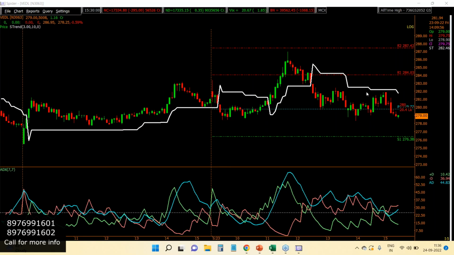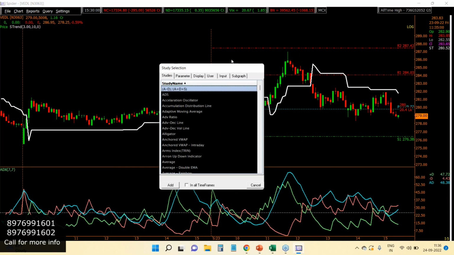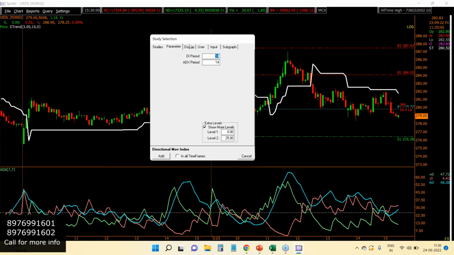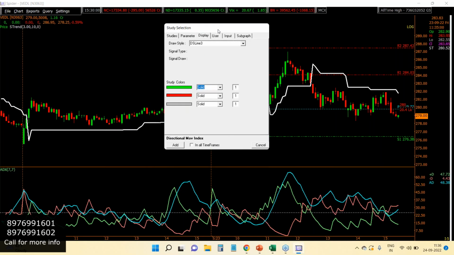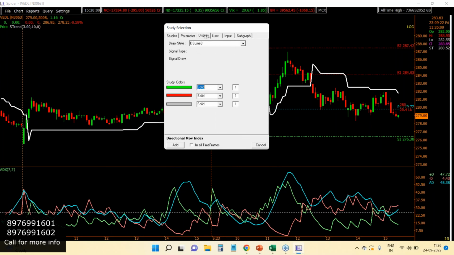Okay, so we have received a question: what's the study name of ADX in Spider? I'll show you. If you just press S on the chart, a study window will open. Just press D. After that there will be a study name, Directional Movement Index. This is the particular study you will need to add ADX to your chart. As you can see here, the ADX and DI period is written down. So this is the study you will be using for ADX in our Spider software.